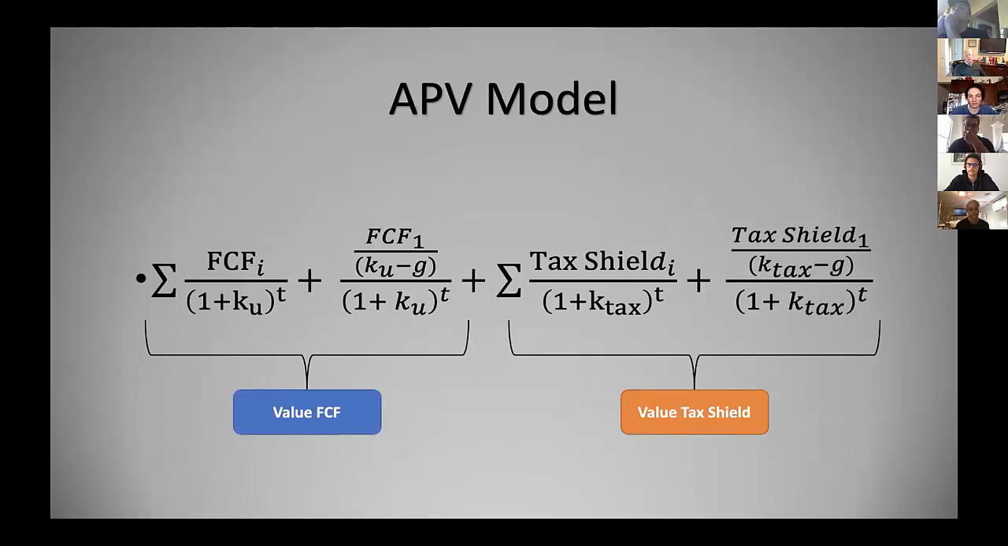So Annie, to go along with what Alex just said, I would say if the company has no debt, then there's no reason to use the APV model. It's just a more complex model, right? So if no debt, don't use the APV.